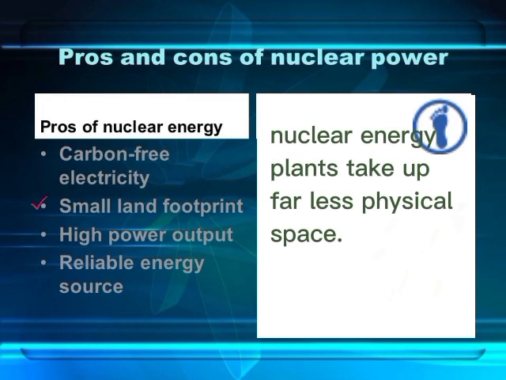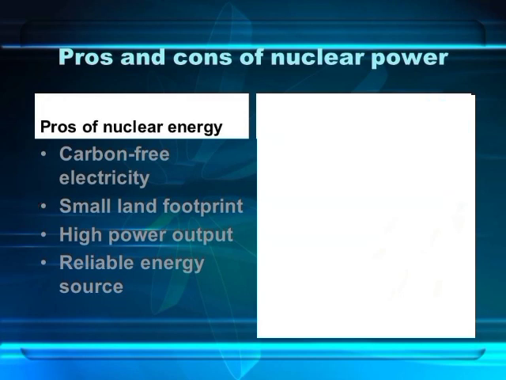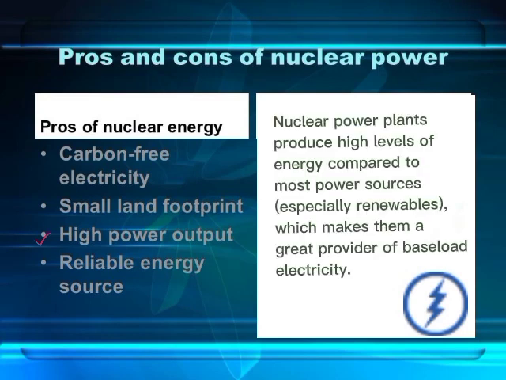That's 431 wind turbines or 3.125 million solar panels. Then third, high power output. Nuclear power plants produce high levels of energy compared to most power sources, especially renewables, which makes them a great provider of baseload electricity. Baseload electricity simply means the minimum level of energy demand on the grid over a span of time, say a week.